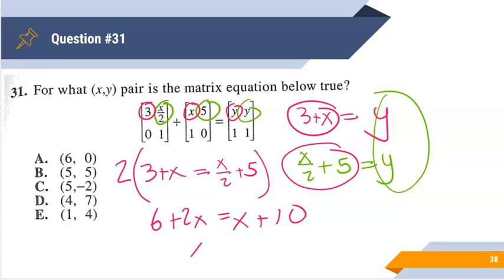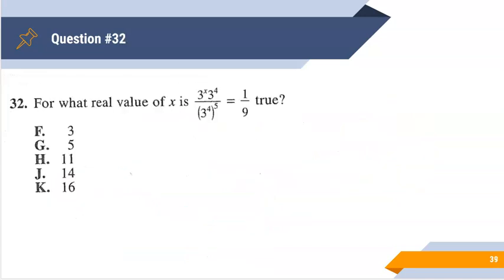Solve for x, and we get x is equal to 4. There's only one answer with an x value. Remember, it goes x comma y. There's only one answer with an x value of 4. There we go. Okay, question number 32 is practicing your exponent rules.